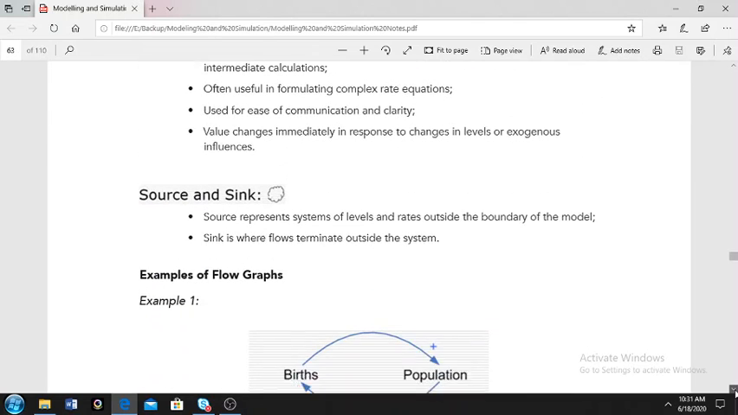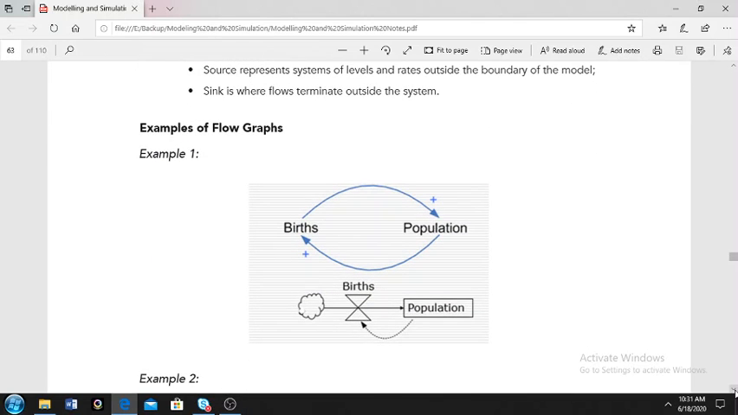Let me show you an example. This is a causal diagram, and this is a stock and flow diagram. This causal diagram is translated into the stock and flow diagram. It is this stock and flow diagram that you take to AnyLogic for programming and simulating your model. We are going to cover that in the next video.